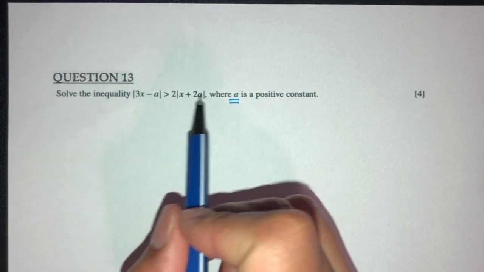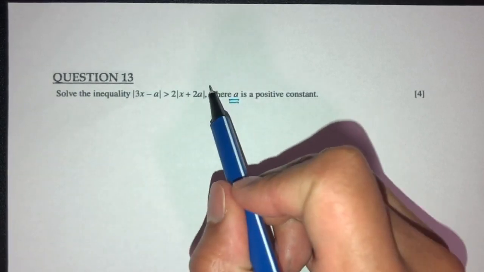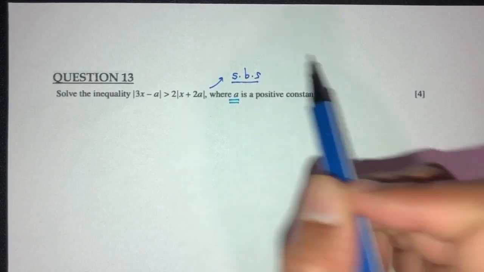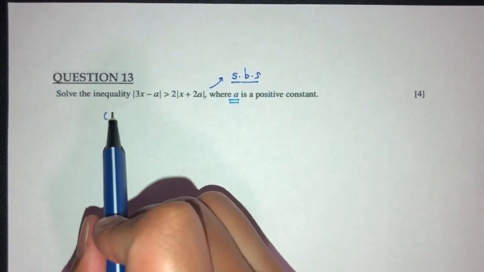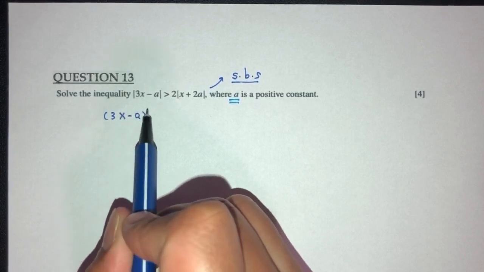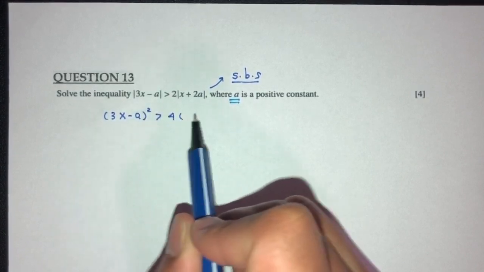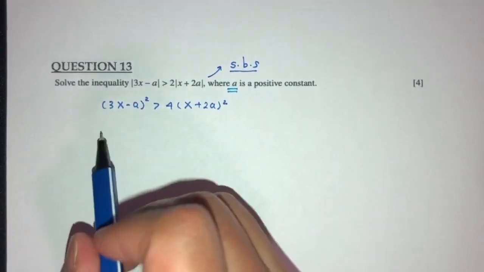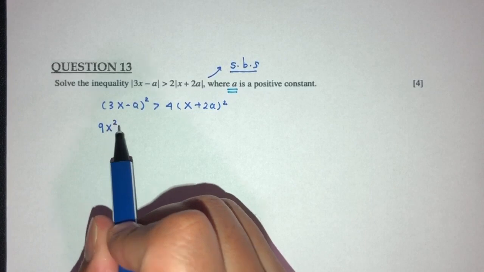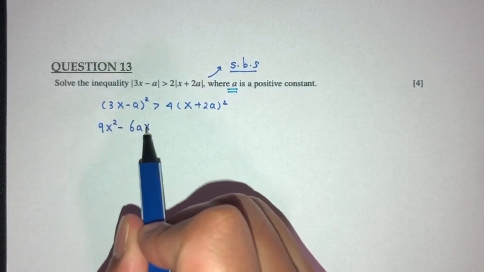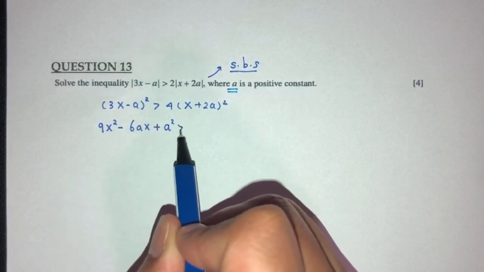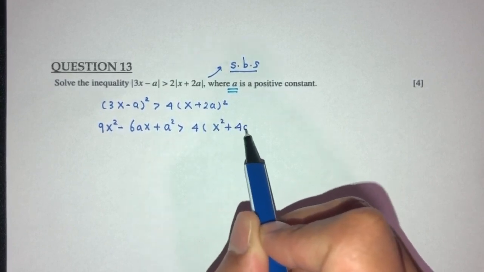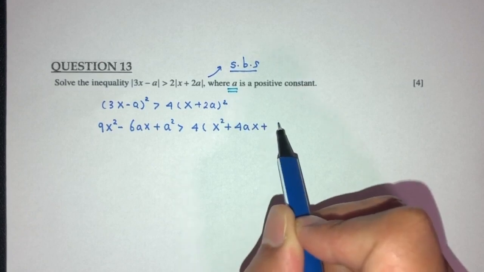When you have modulus on both sides and x on both sides, we do what? We just follow the steps. We square both sides. We trust the process. So you will have (3x minus a) squared more than (4 times (x plus 2a)) squared. That will become 9x squared minus 6ax plus a squared is more than 4x squared plus 4ax plus 4a squared.